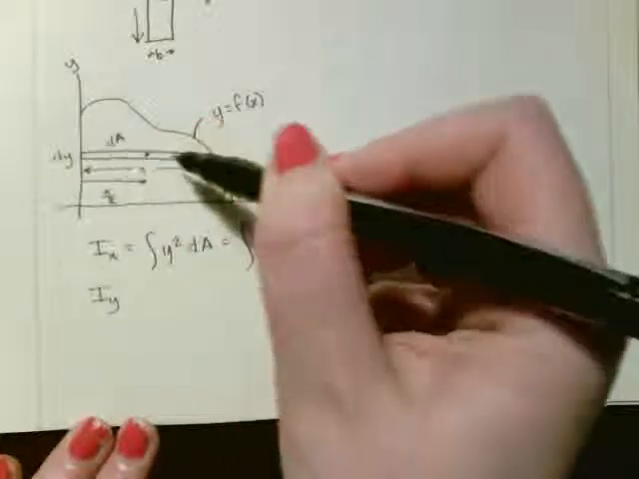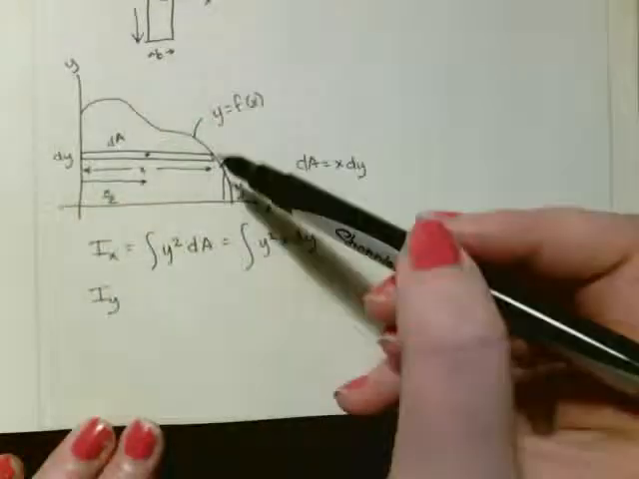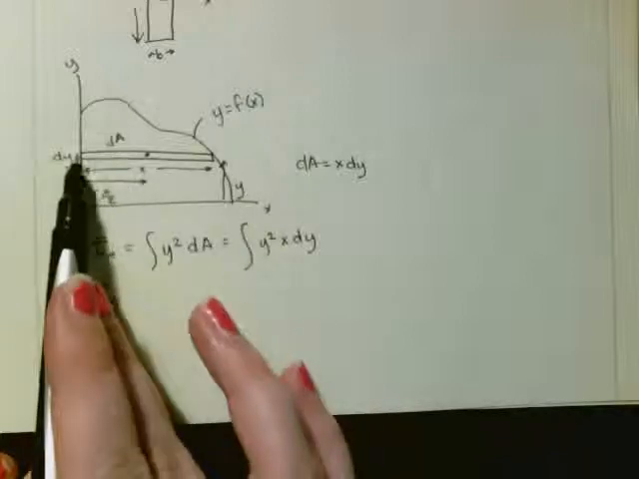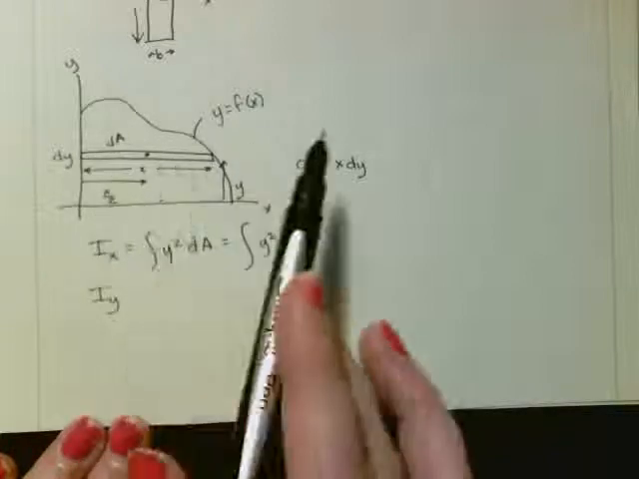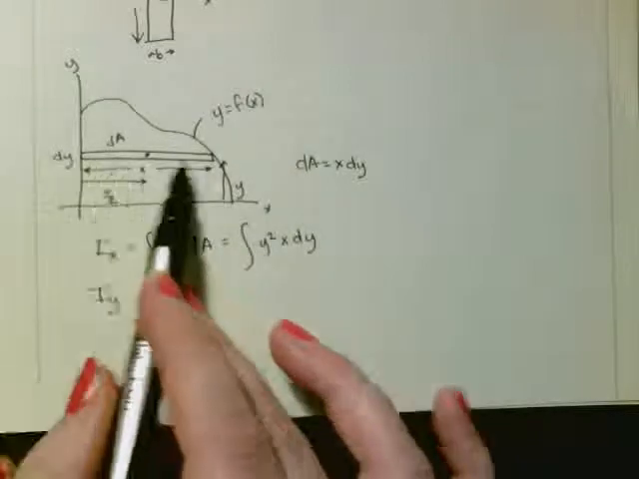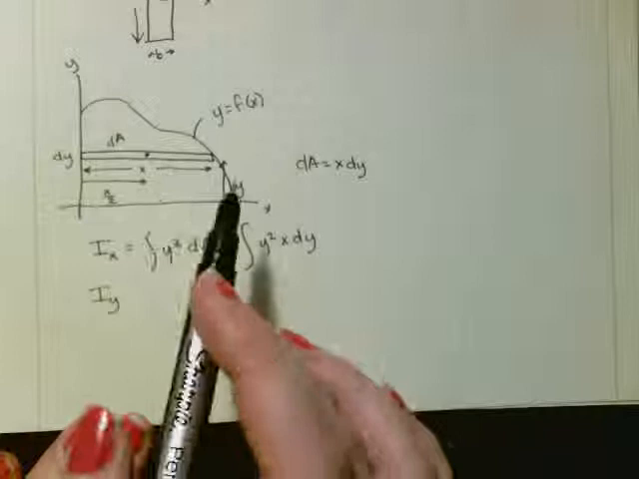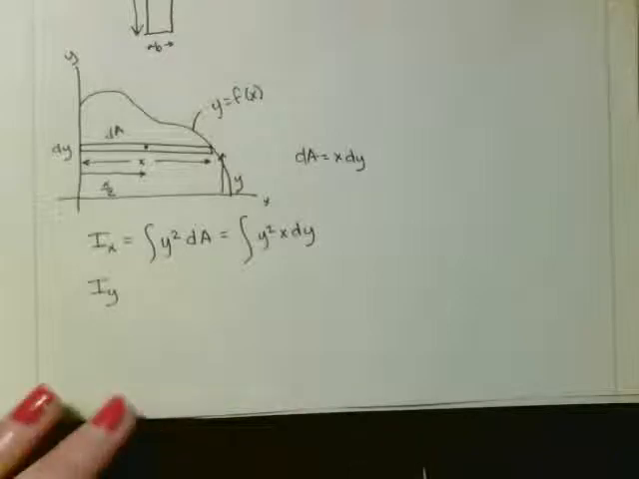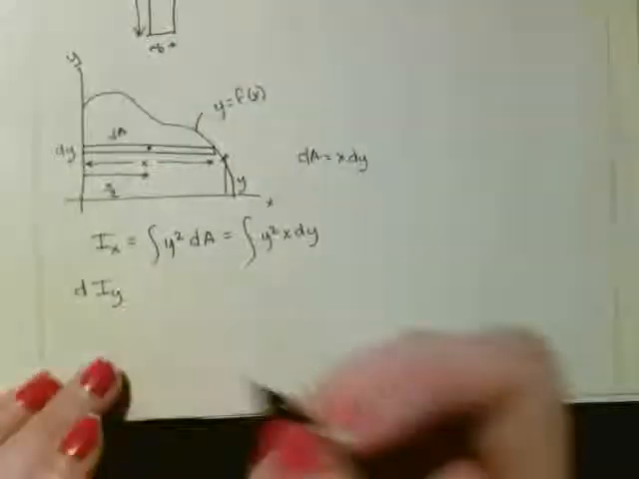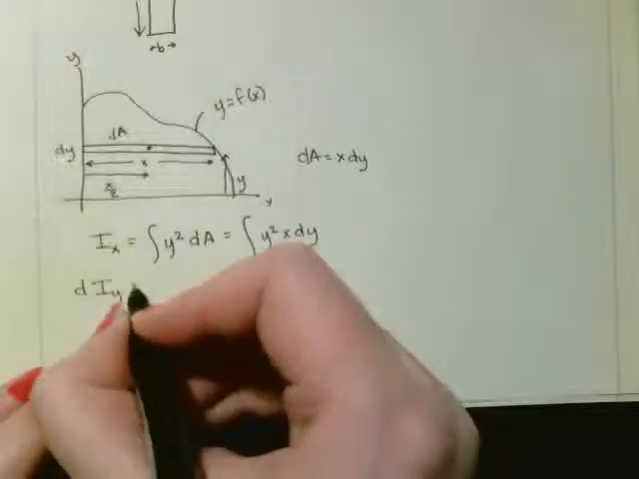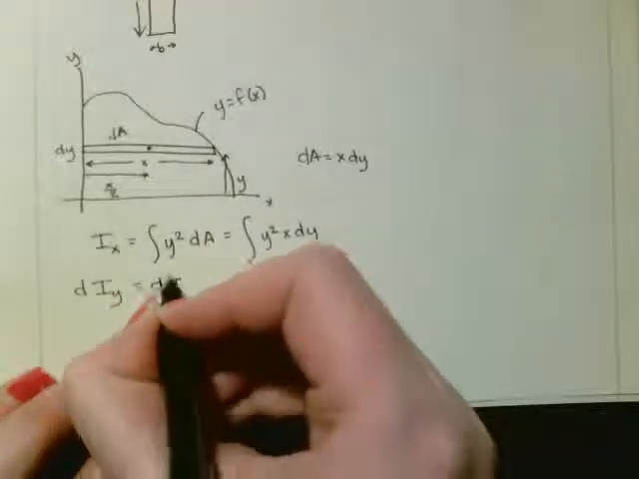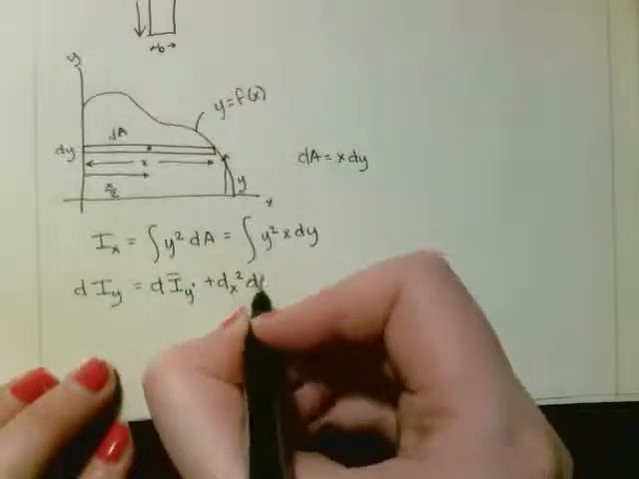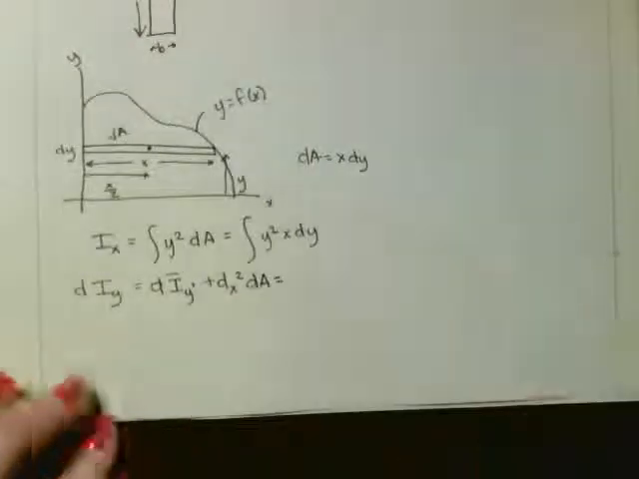Because the centroid of this thing, it always happens at y. But if you were going over this entire element, the centroid moves, the moment arm moves. The moment arm moves along, such that you need to be using the parallel axis theorem, because the centroid is actually located here. So, in that case, I'm going to take the differential of Iy, which is equal to dIy prime plus dx squared dA.